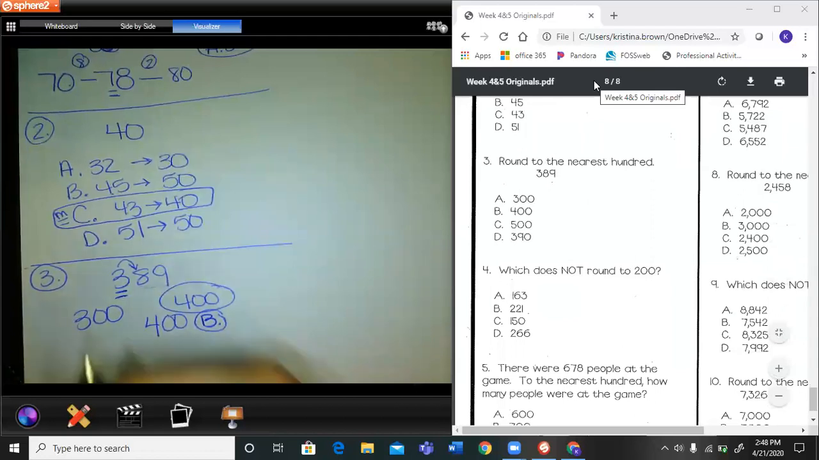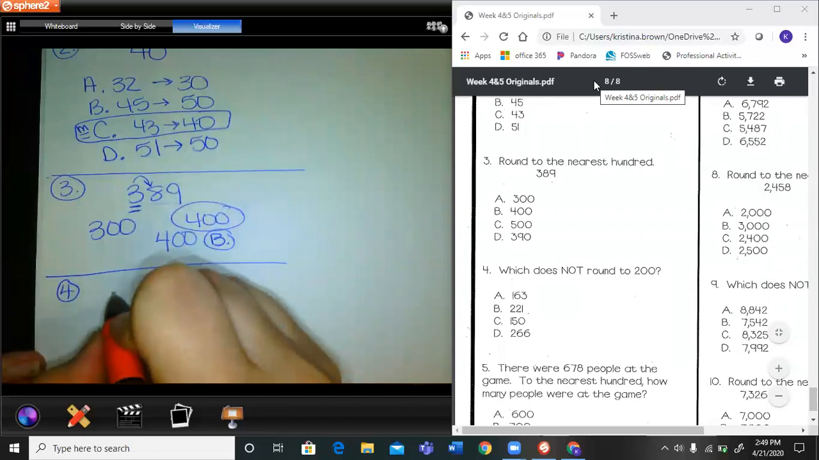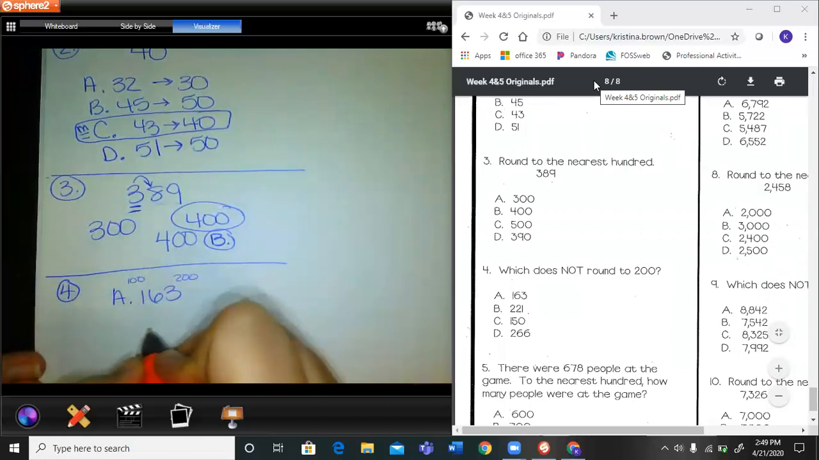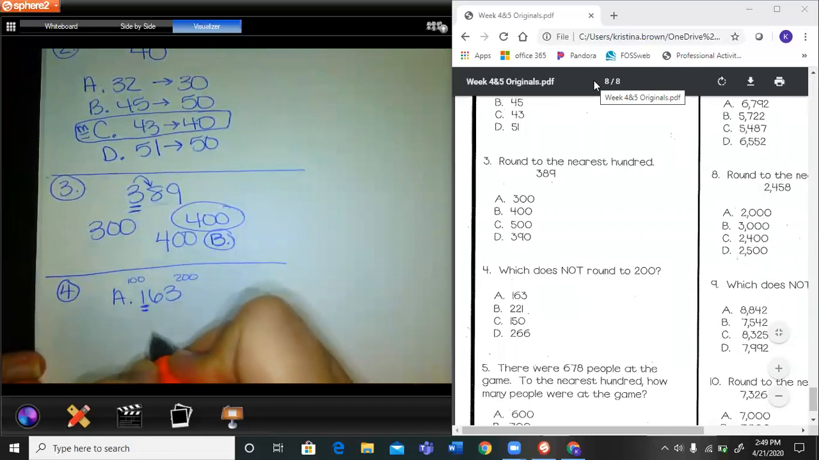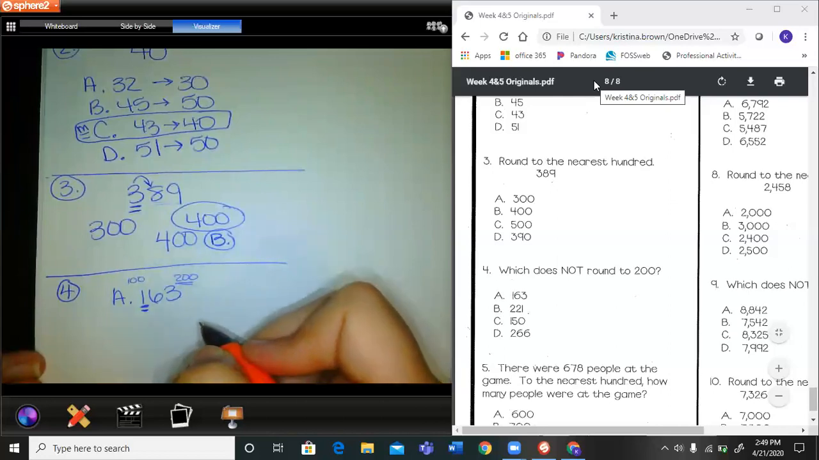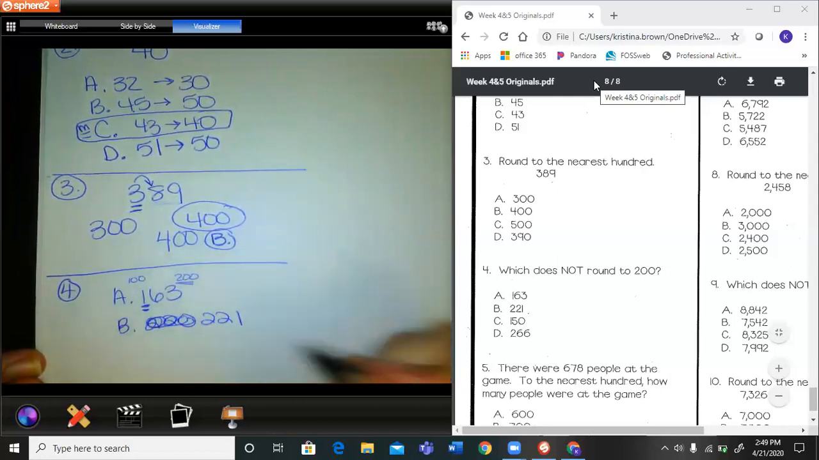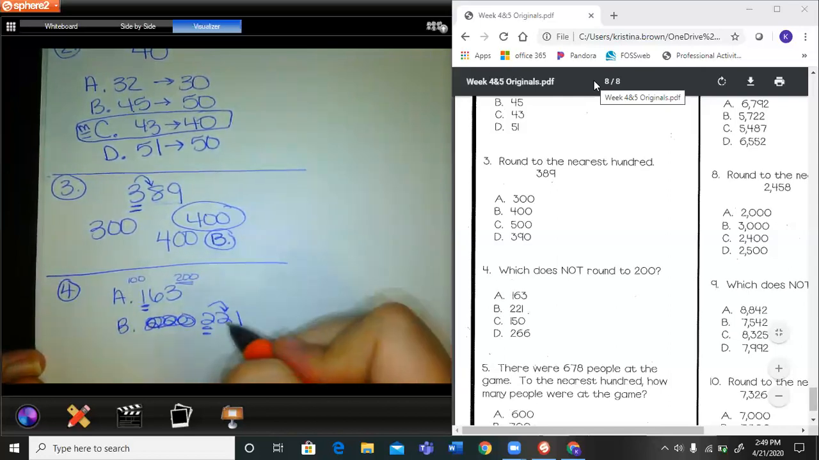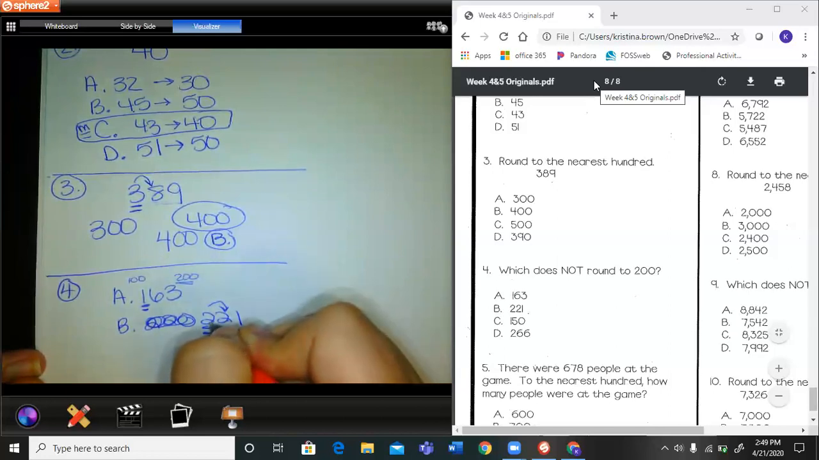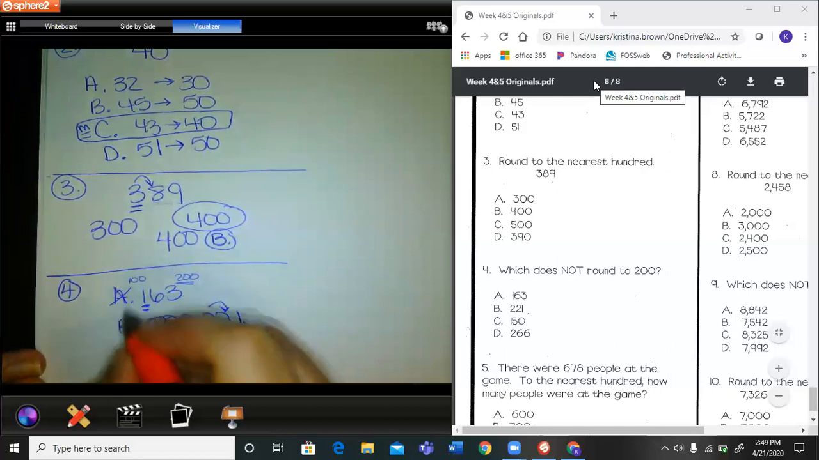Number 4, which does not round to 200. So we're trying to find the one that does not round to 200. So if I'm looking at A, 163, is that closer to 100 or 200? Well, I'm looking at the hundreds place. So if I were to round, this one would round to 200. So that's not my answer, because remember, we want one that does not round to 200. B, 221, sorry. Find my number, look to the right. 5 or more, raise the score. 4 or less, let it rest. 2 is less than 4, so this number is going to stay the same. And then all the numbers to the right turn to 0. So that's going to round to 200. So it's not this one, and it's not this one.